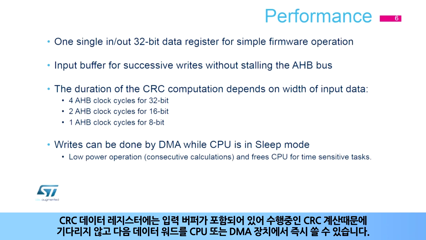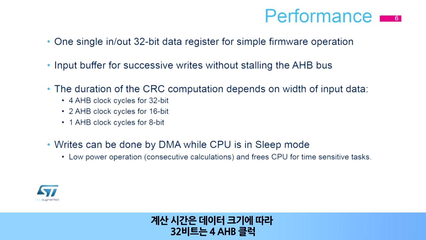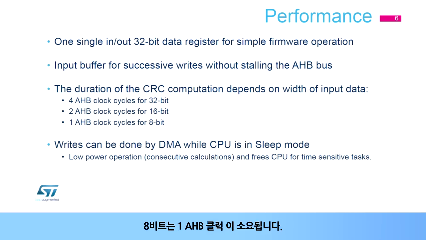of a second data word without waiting for any wait states due to an active CRC computation. The CRC data register can be accessed by word, write-aligned half-word, and write-aligned byte. The duration of the computation depends on the data width: 4 AHB clock cycles for 32-bit, 2 AHB clock cycles for 16-bit, and 1 AHB clock cycle for 8-bit.